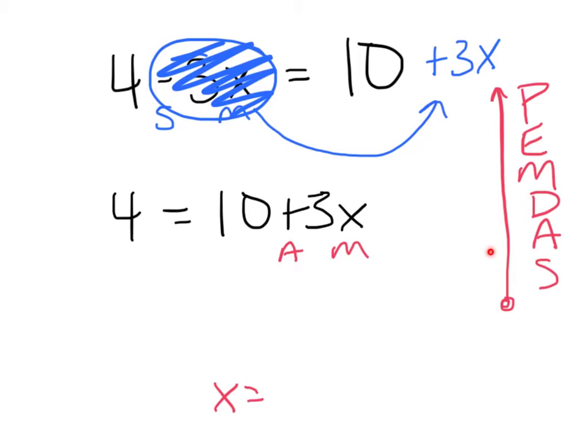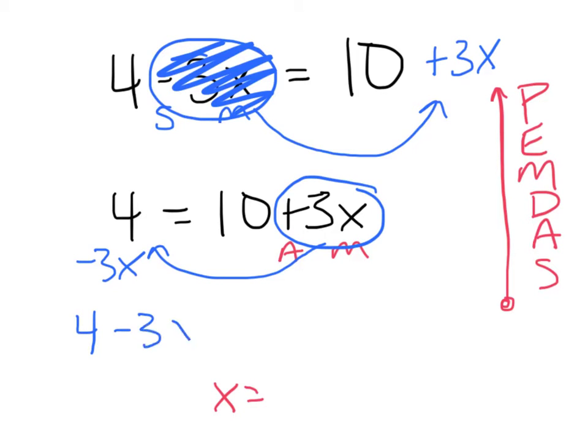I've got addition and multiplication. According to order of operations, I get rid of the addition next, which means I take my plus 3x, it goes to the other side and becomes a minus 3x, which gives me 4 minus 3x equals 10. Wait, that's what I had at the very beginning. I hope that you didn't fall for that trap.